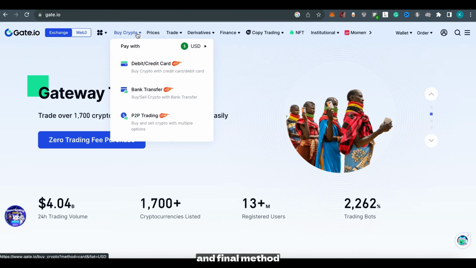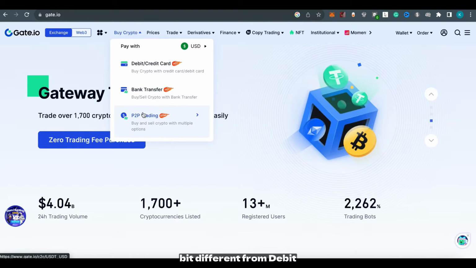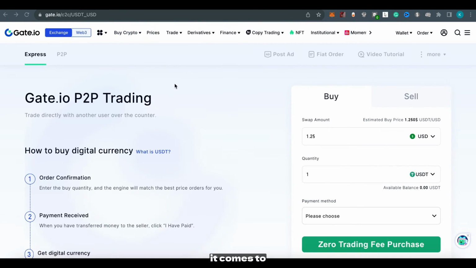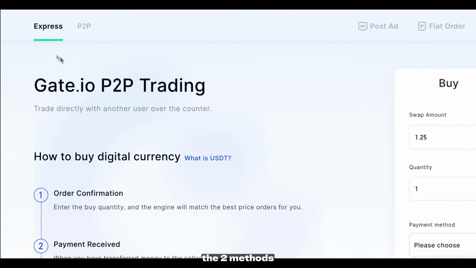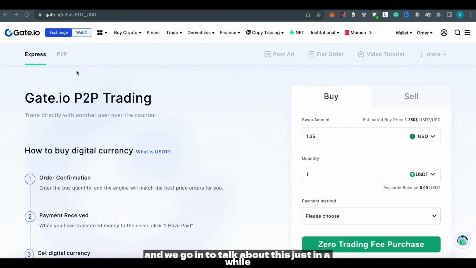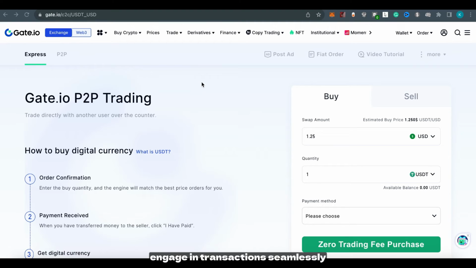And the final method is P2P trading. It's a little bit different from debit and credit card and bank transfer, the ones that we have discussed, but we're going to discuss what the main difference is in a while. When it comes to Gate.io P2P trading, there are two methods, Express and P2P. And we're going to talk about this in a while. So first of all, let's try to understand what P2P trading is. P2P trading involves the direct buying and selling of cryptocurrencies between traders on a cryptocurrency exchange platform, eliminating the need for intermediaries. This method connects buyers and sellers, enabling them to engage in transactions seamlessly.